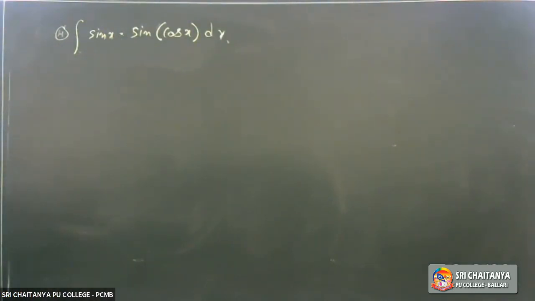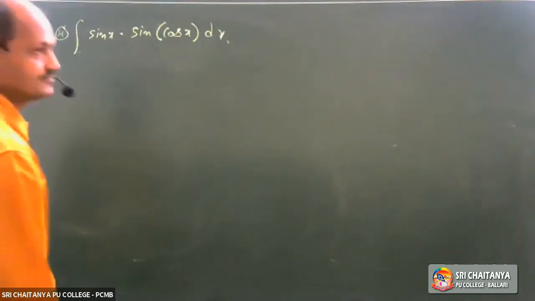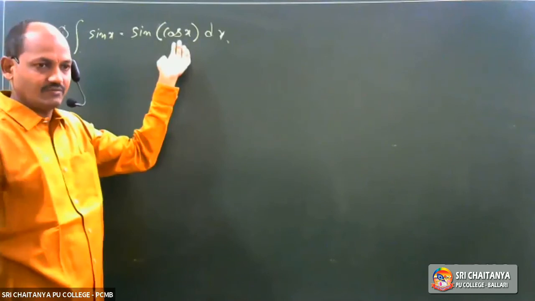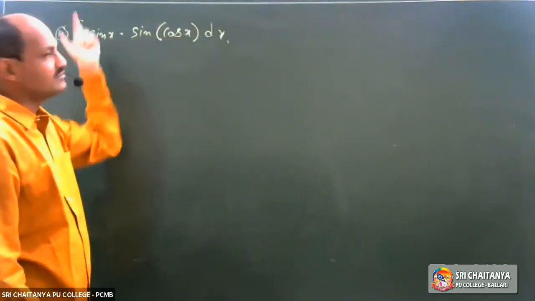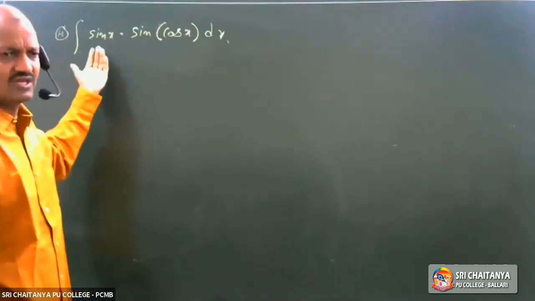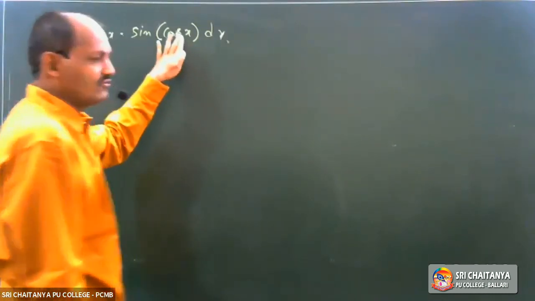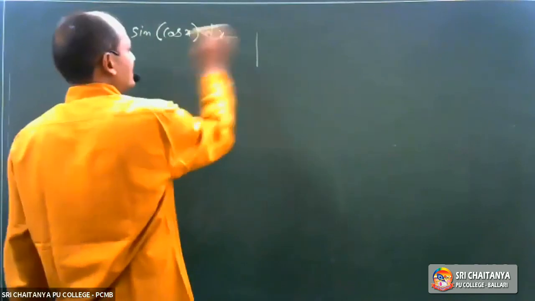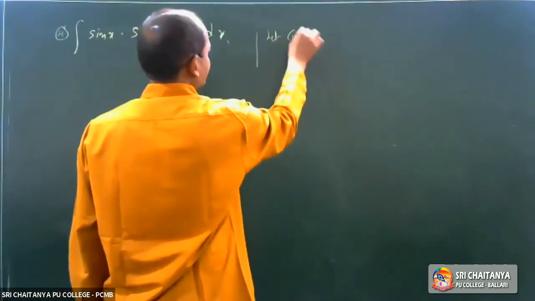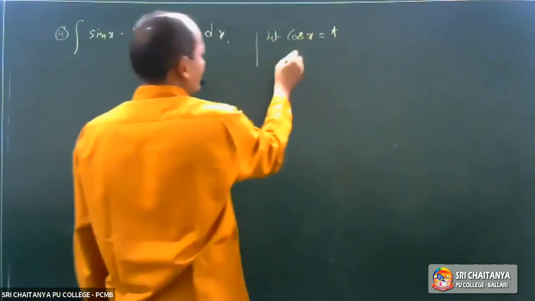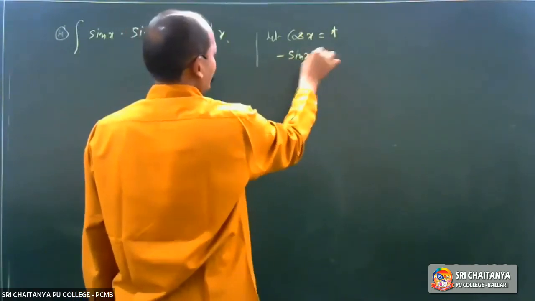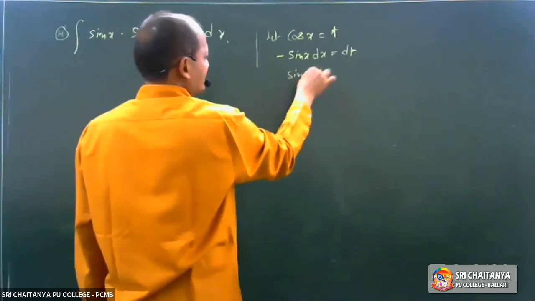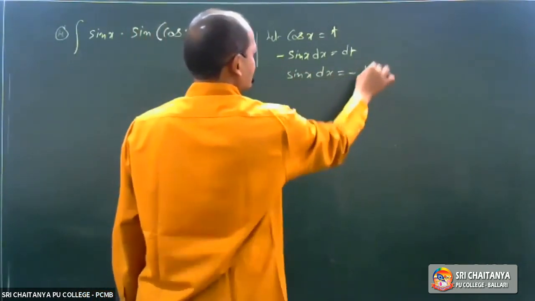Which term do we have to consider as t? Here cos x is equal to t. Why? Because the derivative of cos is a minus sin. Here we have only sin, so the derivative of one function is the remaining function. So here we must consider cos x is equal to t. The derivative of cos is minus sin x dx. So sin x dx is equal to minus dt.